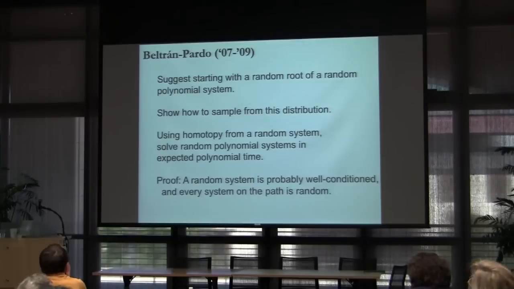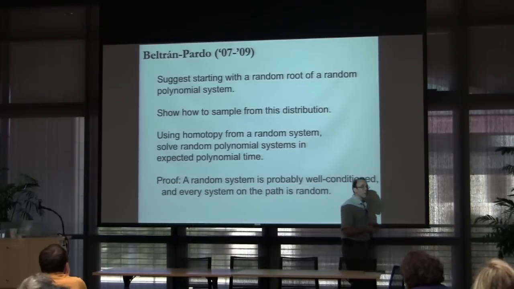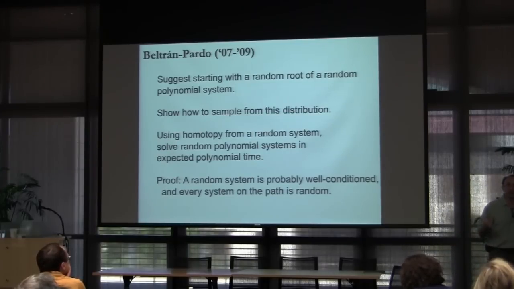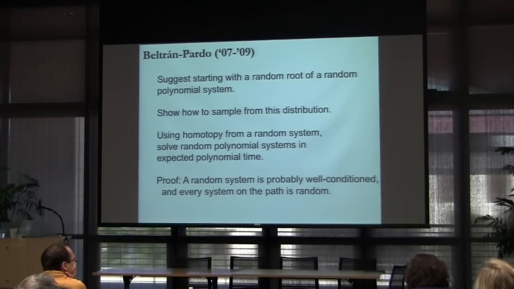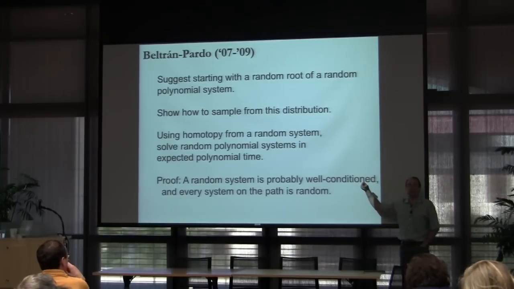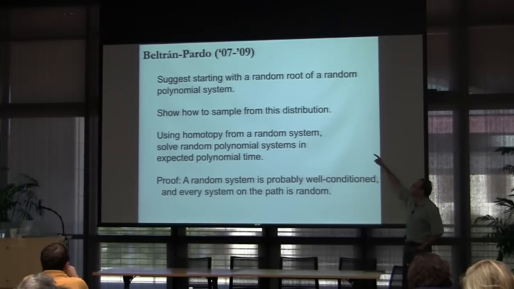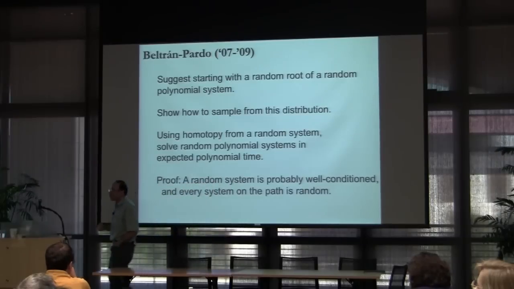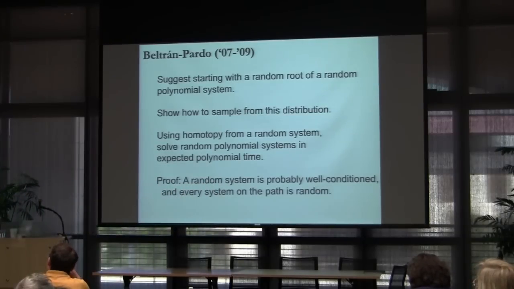This was improved recently by Beltran and Pardo, who said, why don't we start from a random system, any random root of that random system? Now, if I give you a random system of polynomial equations, you are probably not going to quickly find for me a root or a solution to all of them. But they didn't need to do that. They just need to sample from this distribution, meaning they choose the solution first. They choose a random root, x1 through xn, and then choose a random polynomial system of equations to which that is a solution. And then using that, they could then get a good algorithm. So they showed that you could start from a random root, and you could sample this distribution. And then you do a homotopy method, and you can solve a random system of equations.